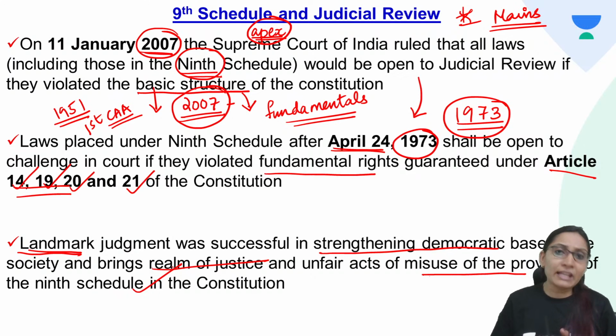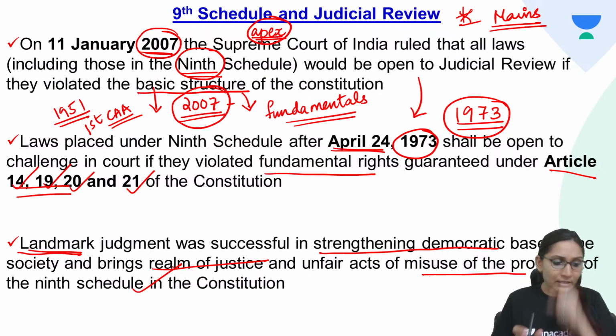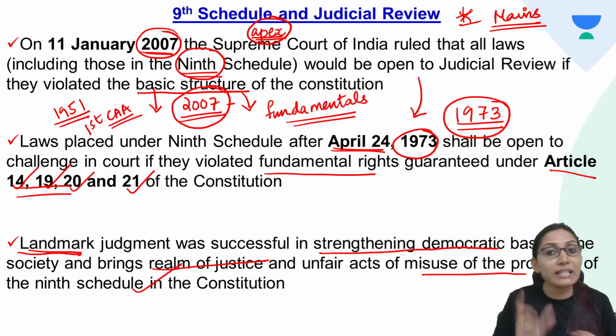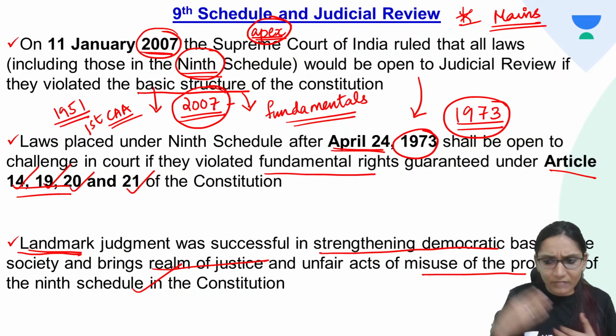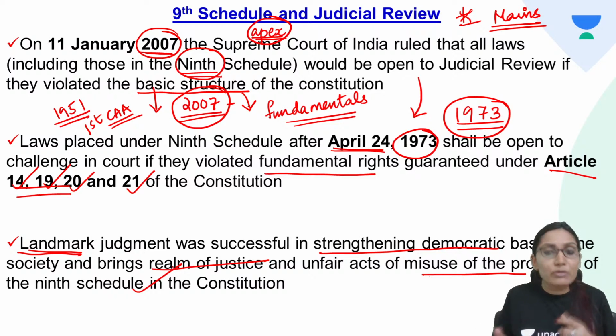So finally, right now at present, what is the status of the 9th Schedule? Presently, the status of the 9th Schedule is that the Parliament, or the state or the central laws, can be put under the 9th Schedule, and it is outside the scope of judicial review. But there can be a scope for judicial review if the Supreme Court feels that it is violative of the basic structure of the Constitution, which includes the fundamental rights also.